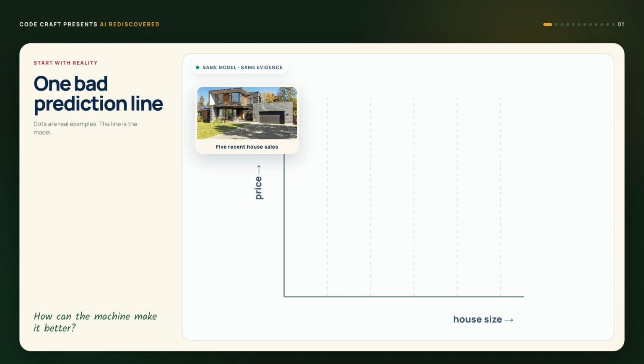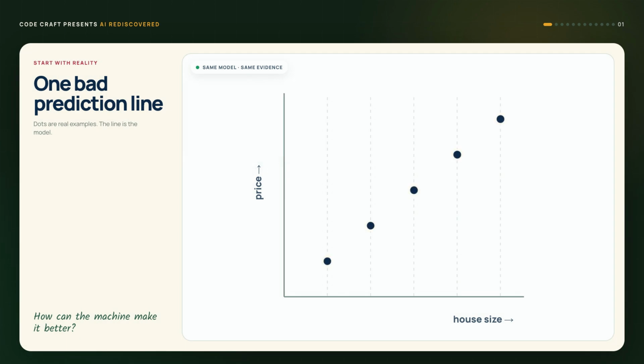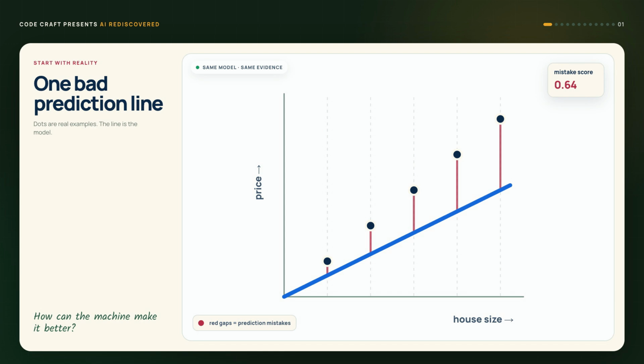These 5 dots are 5 houses. Horizontal position is house size. Vertical position is price. This blue line is our machine's current guess. For any house size, the line predicts a price. The small red gaps show how far those predictions are from the real prices. We combine those gaps into one mistake score, 0.64.